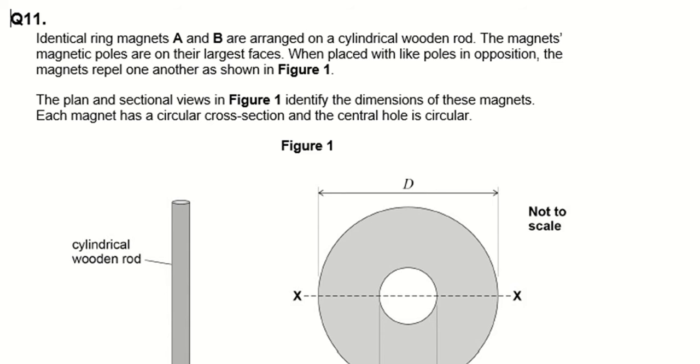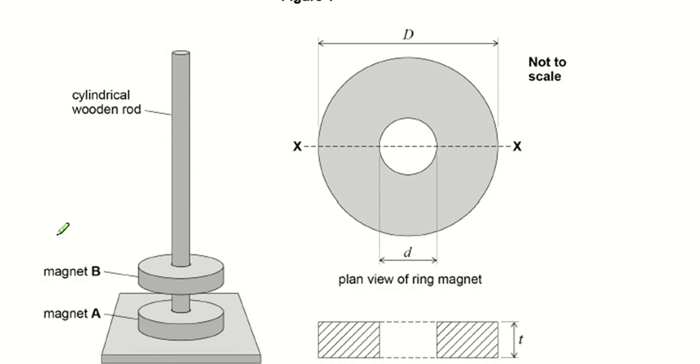It's not an electromagnetism question, it's just a taking measurements question, so don't panic. You've got 2 ring magnets and a pole here. You set them up so they're opposing each other, so this one will drop down and then levitate above magnet A as their poles are opposing. Big D is the diameter of the whole thing, little d is the hole in the middle.